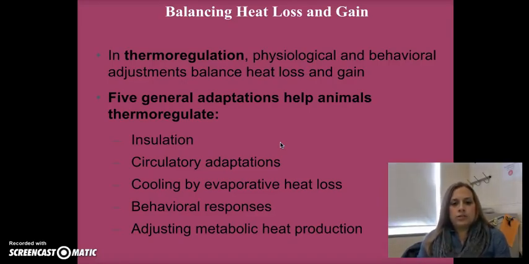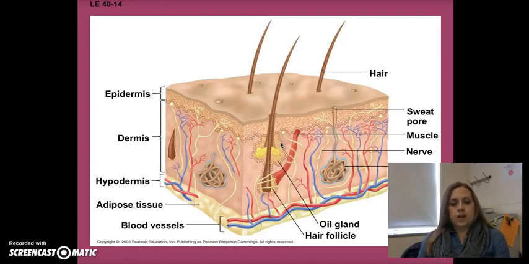So in thermoregulation, physiological and behavioral adjustments balance heat loss and heat gain. So there's 5 general adaptations that help animals thermoregulate. The first is insulation. Then you've also got different circulatory adaptations, cooling by evaporative heat loss, behavioral responses, and then adjusting metabolic heat production. What we're looking at here is an example of skin, actually. So this is the dermis in the middle, epidermis, and then the hypodermis. So this is a cross-section of human skin. Some things to kind of notice here.